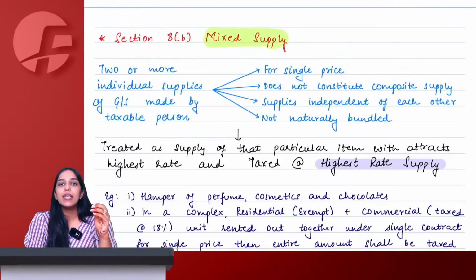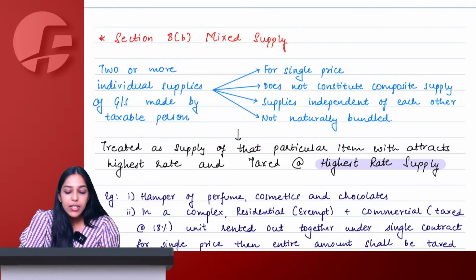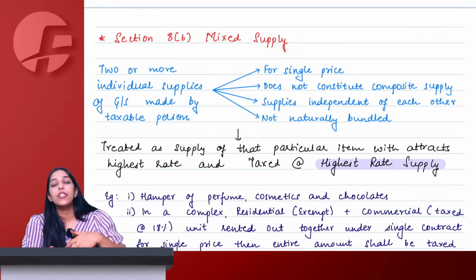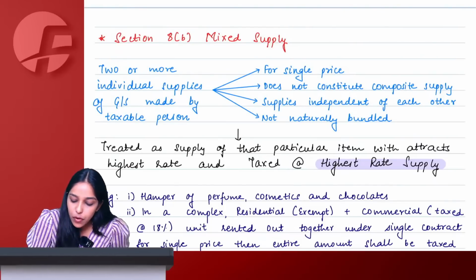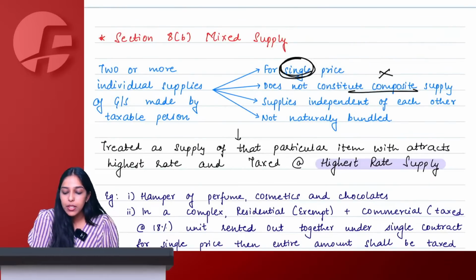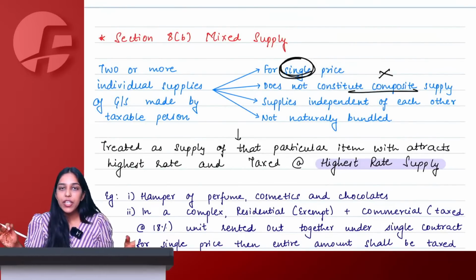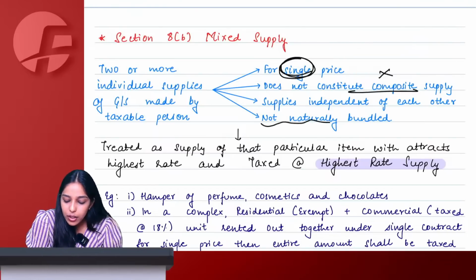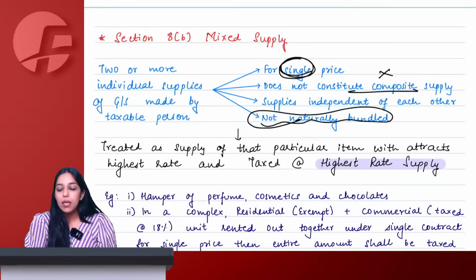What is mixed supply? Exactly the opposite of composite supply. When something is bundled and it is not in the ordinary course of business, so for a single price you supply two or more things together which are not composite. Basically, they are all independent of each other. They are not dependent on each other. None of them is principal. In that case, they are not naturally bundled. We call it a mixed supply.